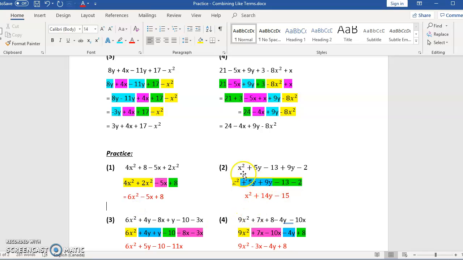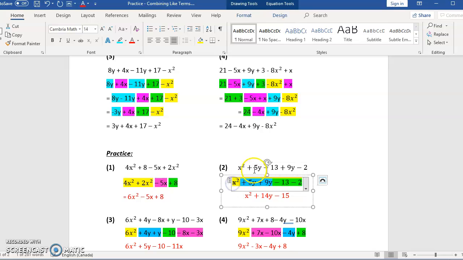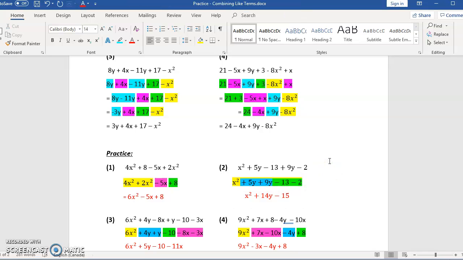Example 2, I did the same thing. Here's our original question. I start by putting the like terms together. There's only one x squared, so that's by itself. There's 5y and 9y, so I'm going to put those by each other. And then I have minus 13 and minus 2. Those are similar, those are by each other, right? If they're in the same color, they're the same base. They're the same like term, right?